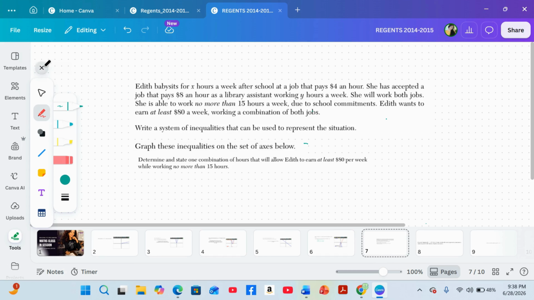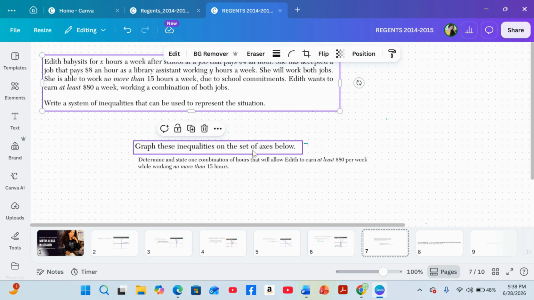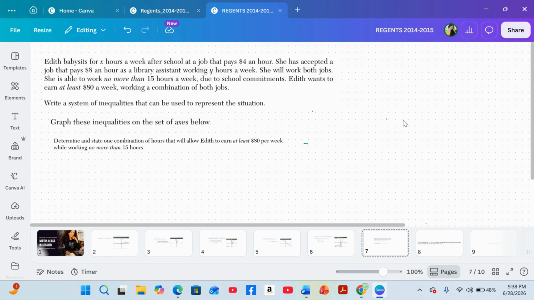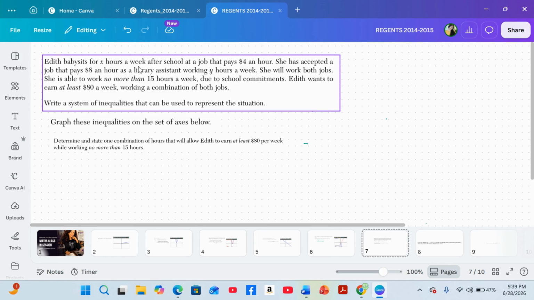The question: Edith babysits for x hours a week after school at a job that pays $4 an hour. She has accepted a job that pays $8 an hour as a library assistant, working y hours a week. She will work both jobs. She is able to work no more than 15 hours a week due to school commitments. Edith wants to earn at least $80 a week, working a combination of both jobs.